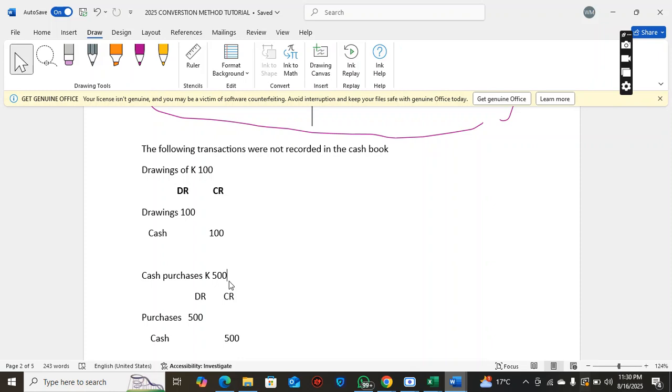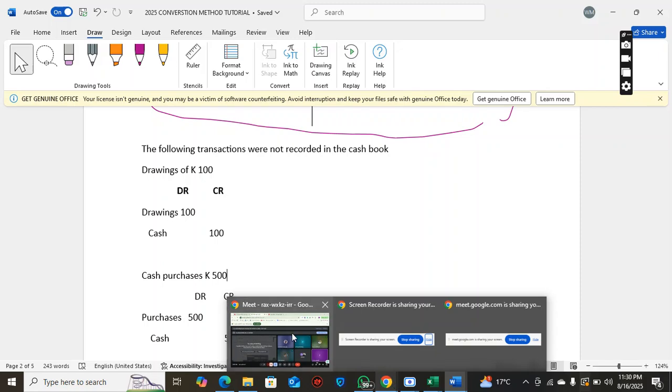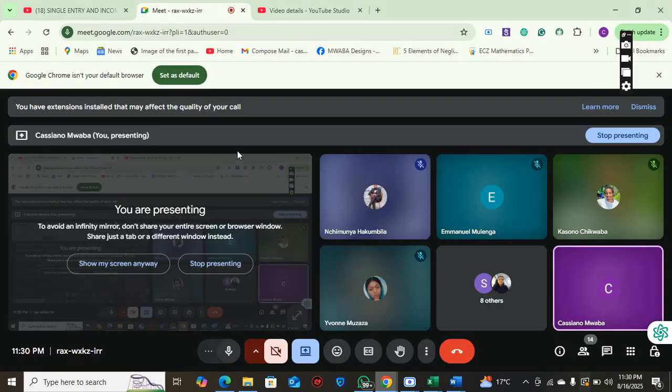We are finding the total purchases. Total purchases includes cash purchases and credit purchases. On your trading account, whenever you see that figure there for purchases, it's including cash and credit purchases.